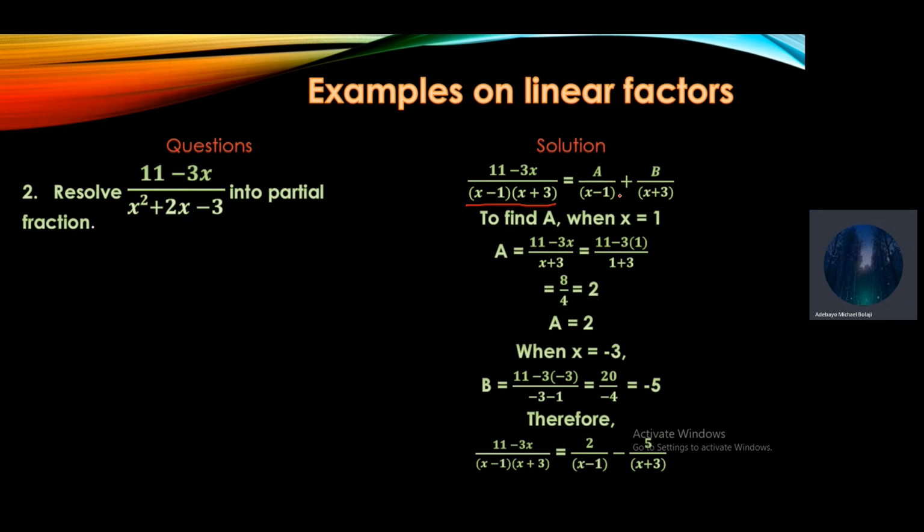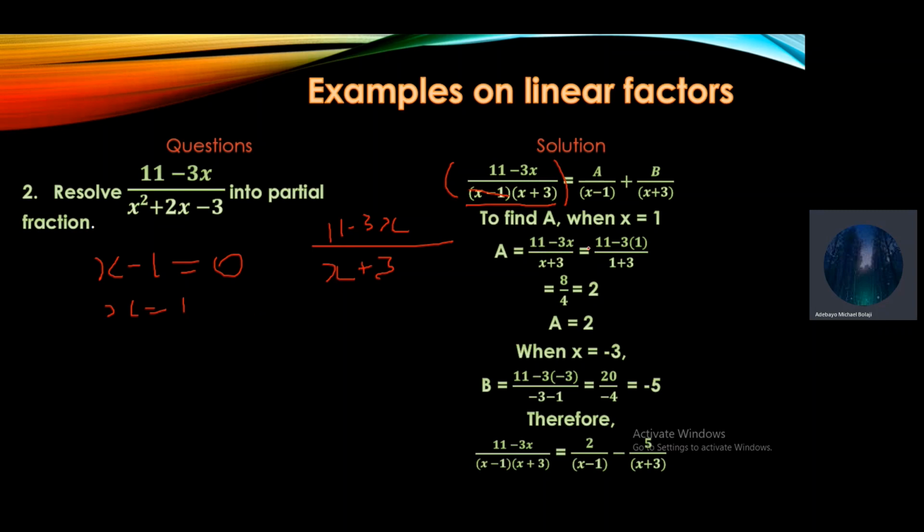Is that okay? Now, how do we find a? What do we have under a? X minus 1, right? So we equate x minus 1 to 0. Solving this, we have x is equal to what? 1, right? Then under this expression here, we cancel out x minus 1 because it has been used. Then we have 11 minus 3x over x plus 3, right? Then we'll put the value of x into this expression. So we have, and that's what we did here.